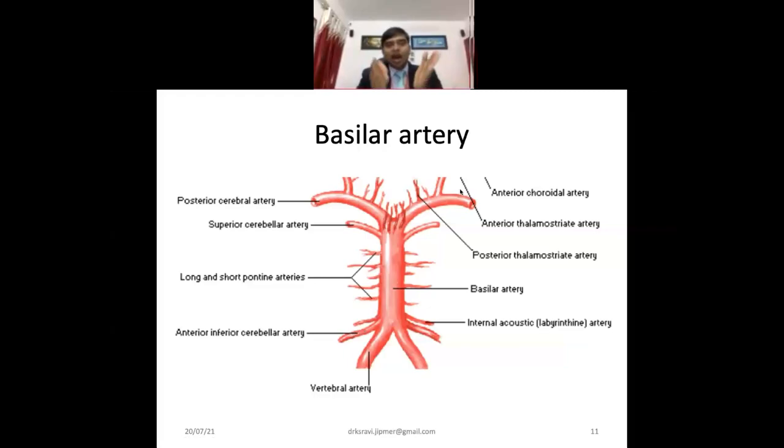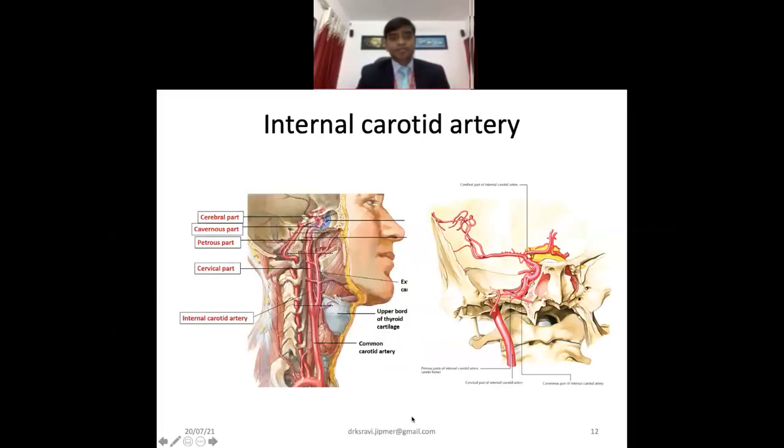So this is all about the various branches of the basilar artery. I repeat, there are five branches. The terminal branches are the posterior cerebral artery. Then we have the superior cerebellar artery. Then we have the pontine branches. And then we have the labyrinthine artery or the internal acoustic artery. And then we have the anterior inferior cerebellar artery.